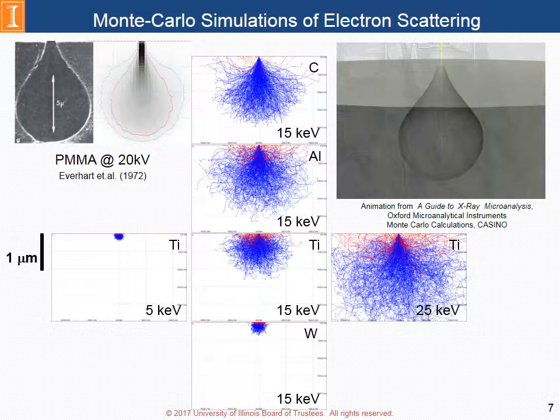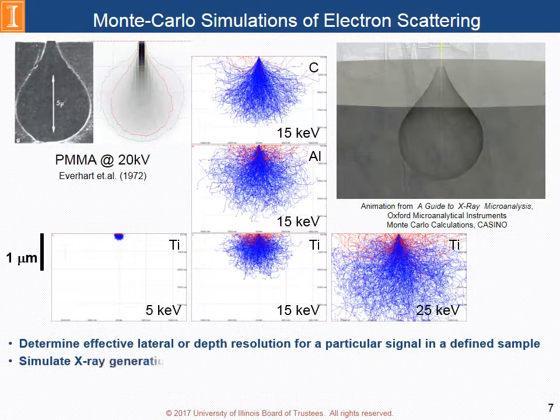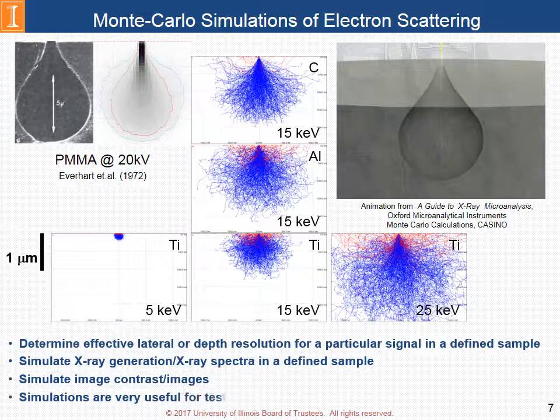Here is the simulation of the effect of beam energy on the interaction volume: 5 keV, 15 keV, and 25 keV. The interaction volume increases dramatically when beam energy increases from 5 keV to 25 keV. Simulation can help us to determine the lateral and depth resolution for a particular signal in a defined sample. It is very useful too for testing whether a measurement is possible or for interpreting the results.